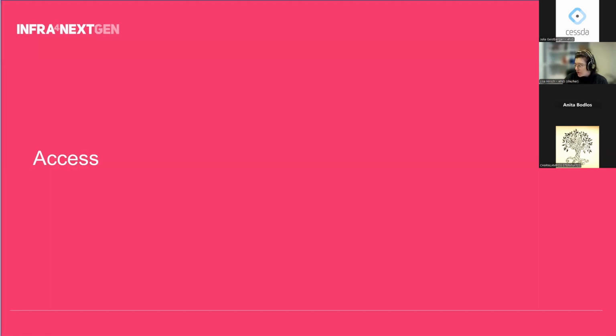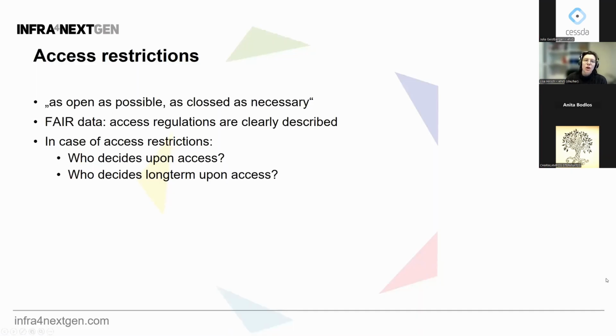Which brings us to the third bullet point on how to make data fair and how to make the sharing of personal sensitive data possible, which is through different access options. So access restrictions directly relate to the open science slogan of as open as possible, as closed as necessary. And fair data prescribes that the access regulations to data are clearly described and understandable and reasonable.